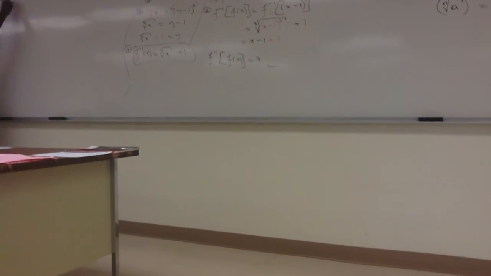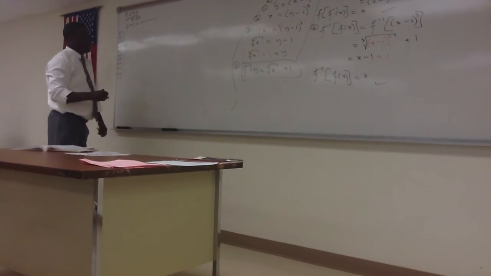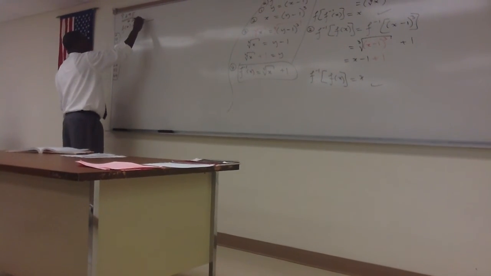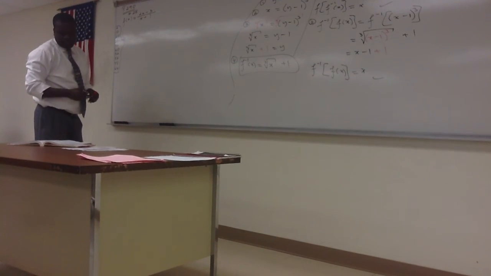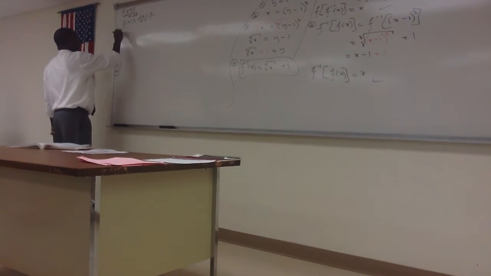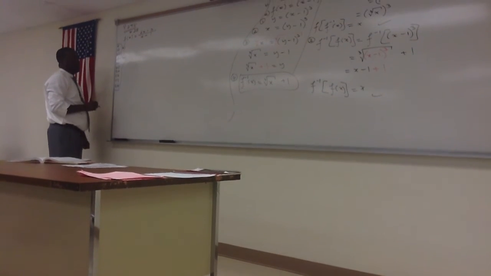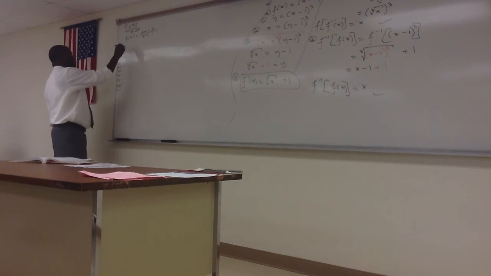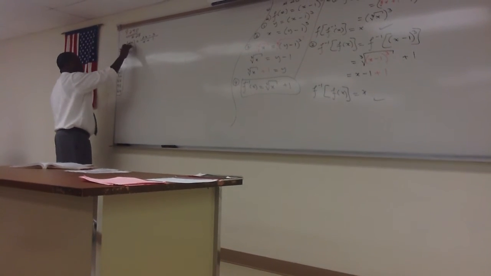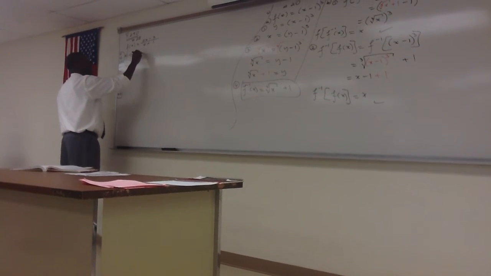F of x is given as 2x minus 3 over x plus 1. That's the function that is given. Part A is to find its inverse. Well, for the inverse, we use the 4 steps. The first step to get to the inverse is to replace f of x by y. This is what we'll do.